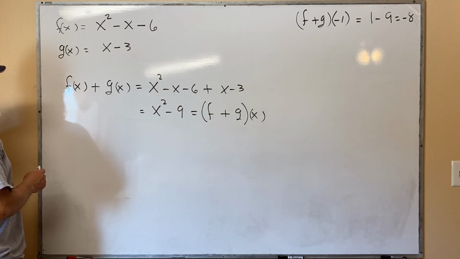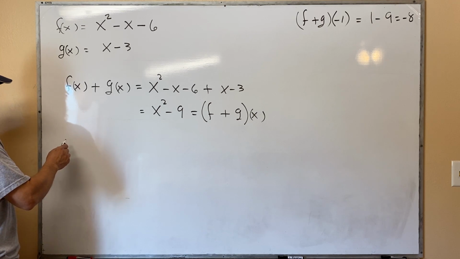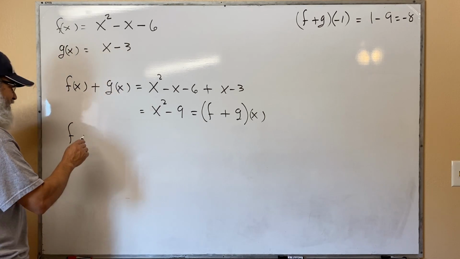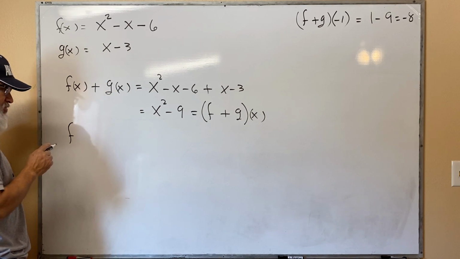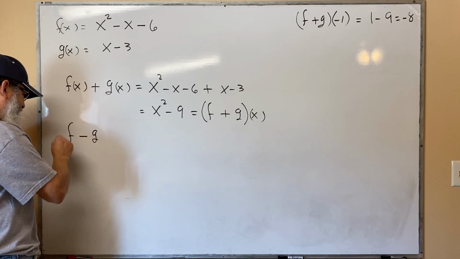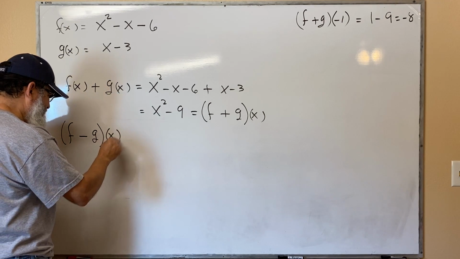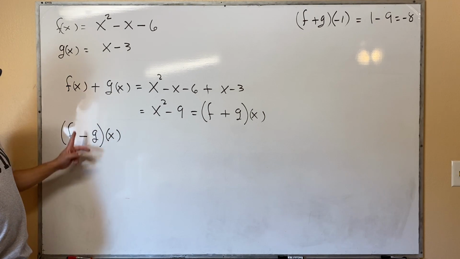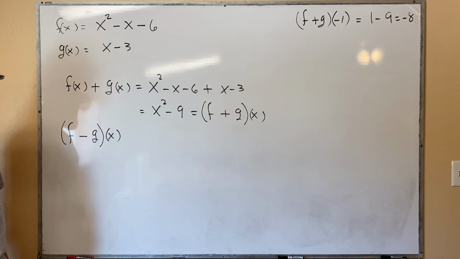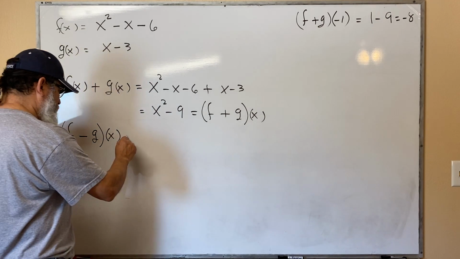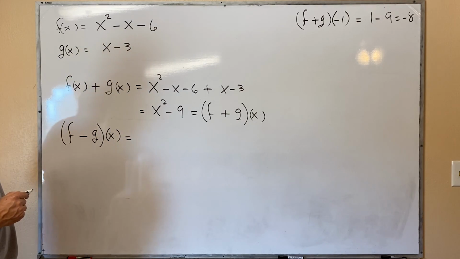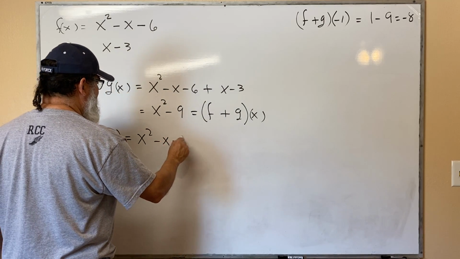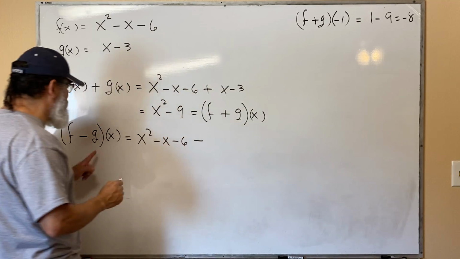All right, subtraction. Subtraction is this. Take, for example, f minus g of x. Look at the notation that I'm going to use. I'm going to use that same notation. Basically, it's saying f of x minus g of x. Okay? So this equals f of x. What is f of x? x squared minus x minus 6, minus g of x.